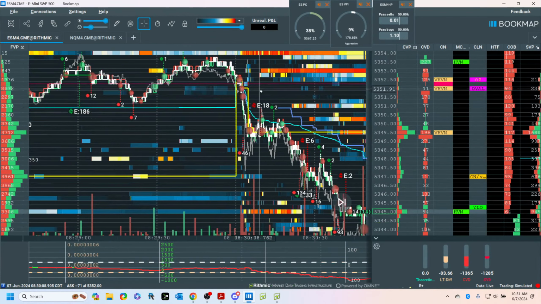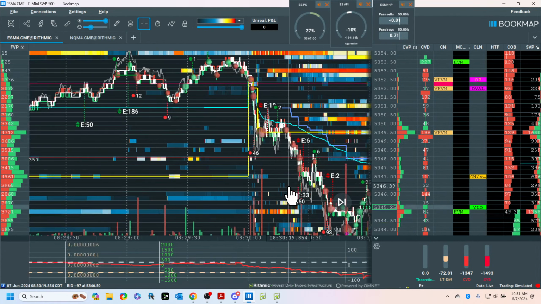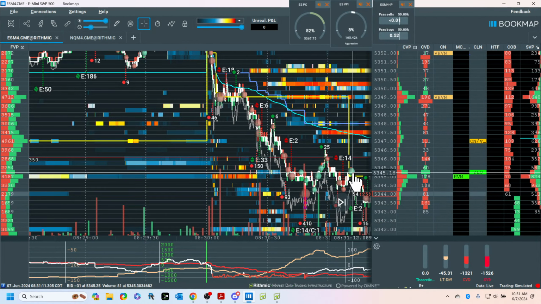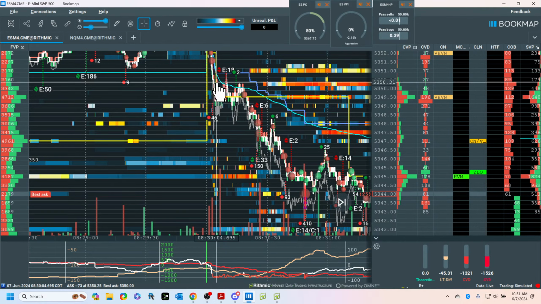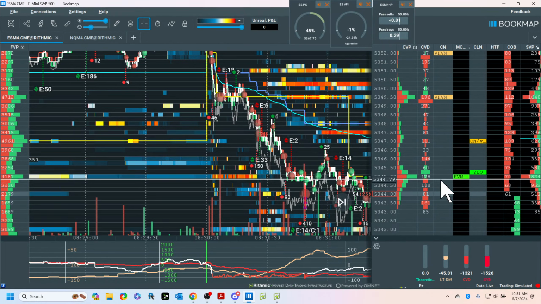Well, there you go. Target, scale, target, and then hold and manage. VPOC migration. What is that? Too high, too high. Retail, let's label it. And we push off too high. This is Trader Lab. So you'd be short.